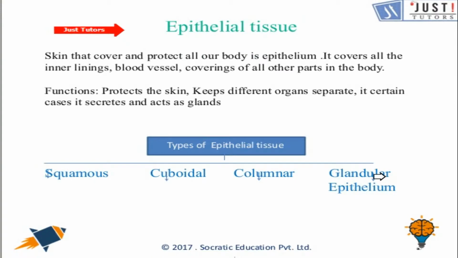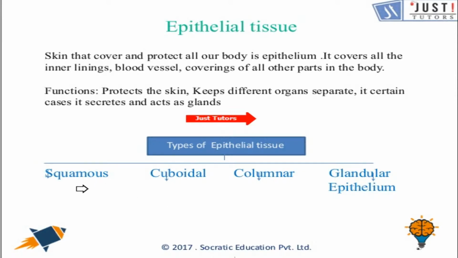So the epithelial tissue forms the covering or lining of most of the organs. The cells of epithelial tissue are tightly packed and form a continuous sheet. There is a small amount of cementing material between the cells, and no intercellular space is present between the cells. Well, its function is to protect the skin, keep different organs separate, and in certain cases it secretes and acts as glands as well. Now let's talk about types of epithelial tissue.